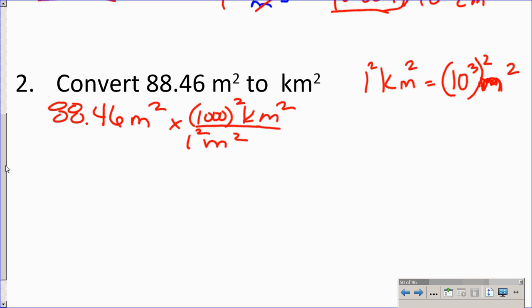unit cancel, right? So meter squared cancels, meter squared cancels. And then my final answer will be 88.46 times 1,000 squared. So that'd be 6 decimals that way. So it would be 8.846 times 10 to the 7th kilometers squared. Nope. Oh, you know what? I just realized I did that. Rewind 30 seconds. I'm sorry.